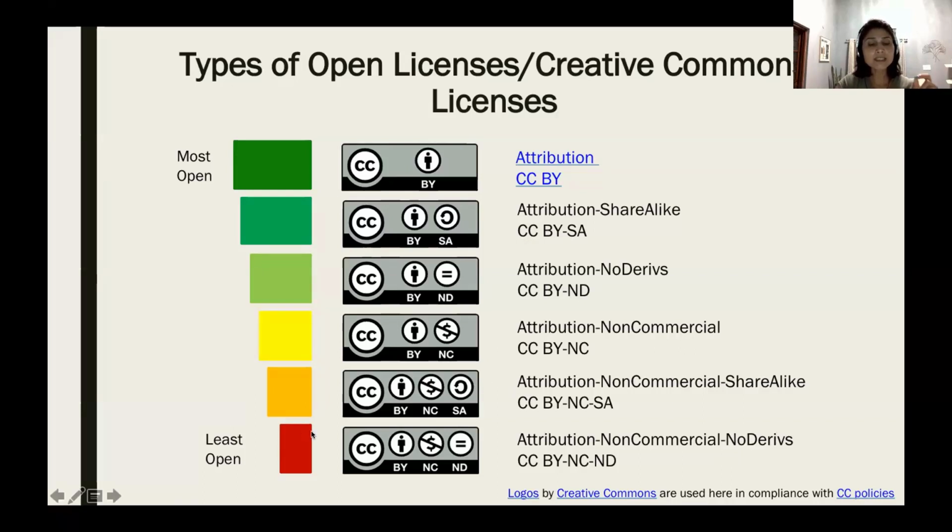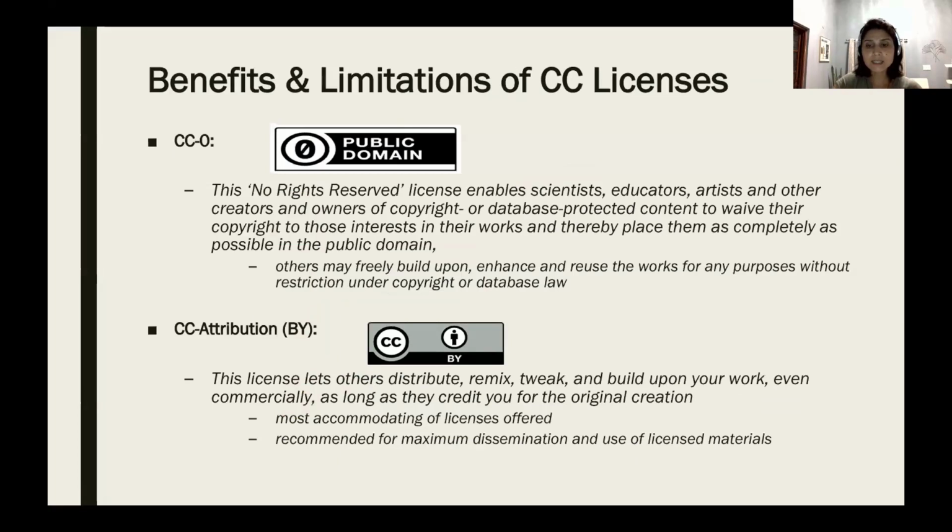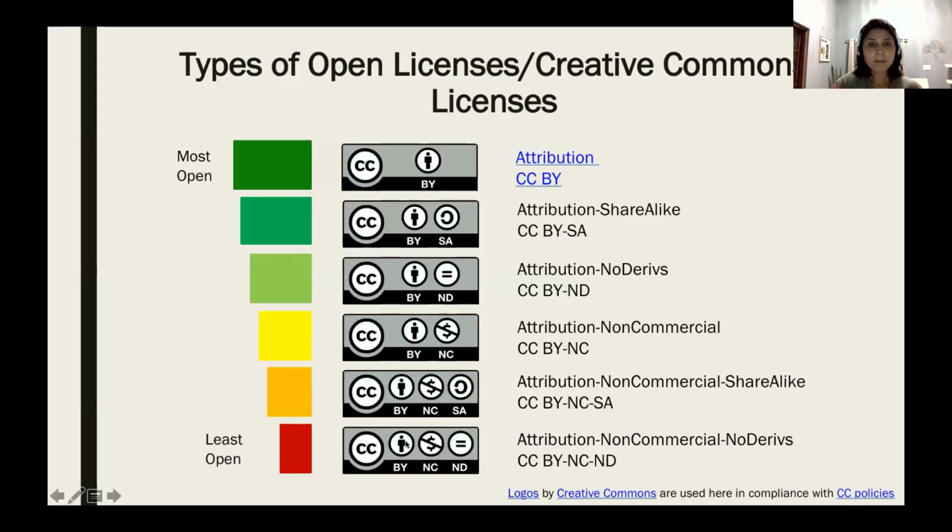The last one is the one which gives the least openness to any person who is using the original author's license, which says CC BY no commercial and no derivatives. That means the work can be used, but without any modification and without being used for any commercial purpose. So the original work can be used, but no modifications are allowed as per the license.